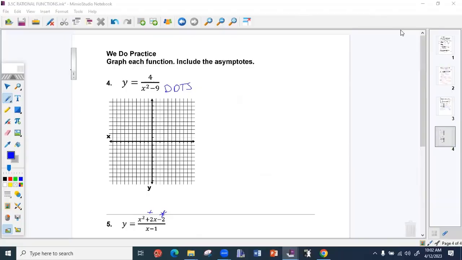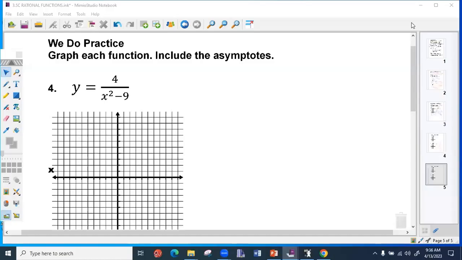All right, so you should have done your we do practice, and now we're going to check and see how you processed the we do really quick. Going through the steps, we want to make sure that it's fully factored. This is an example of difference of two squares, right? I have two perfect squares being subtracted. So anytime I see that, I should think difference of two squares. So we end up with 4 over x minus 3 times x plus 3.